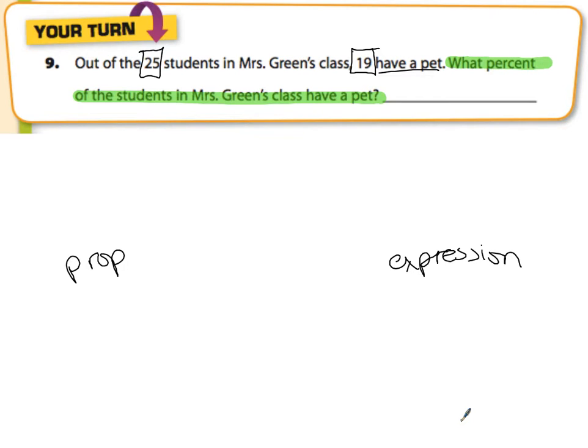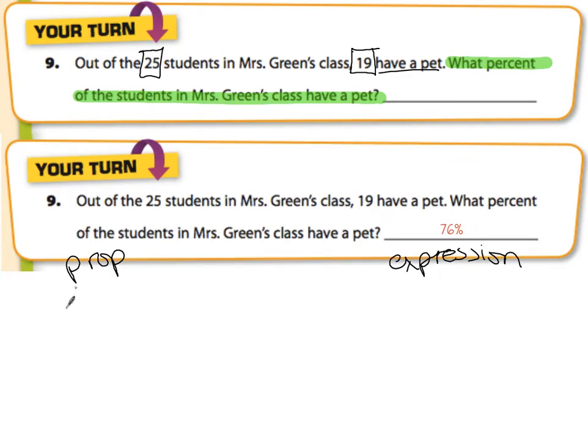All right, so you should have gotten 76%. As a proportion, it would have been 19 over 25 is equal to something over 100. I know that I had to multiply by 4. And when I multiply 19 by 4, I get 76. Okay, so then in this case, x would have equaled 76. And since it's 76 out of 100, that gave us the 76%.